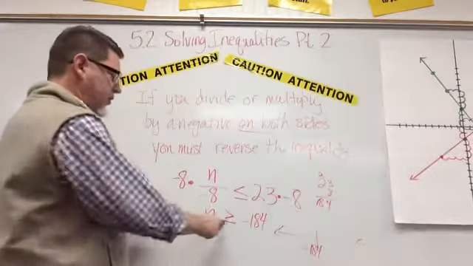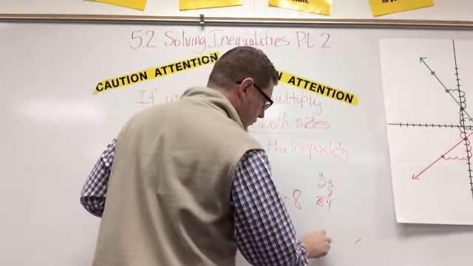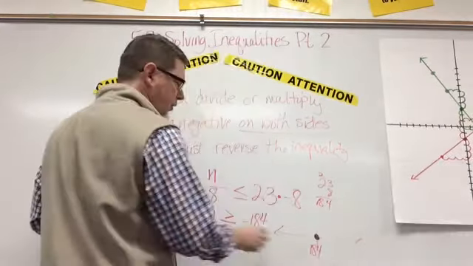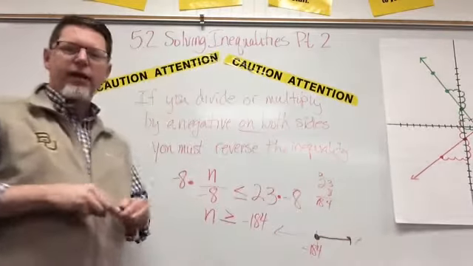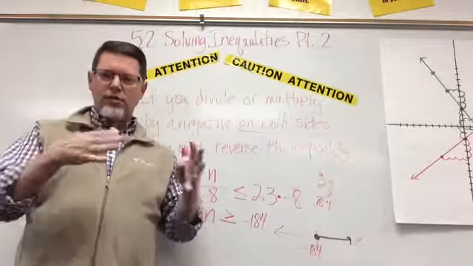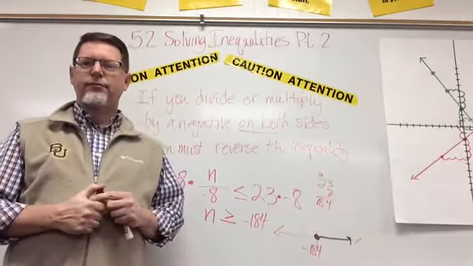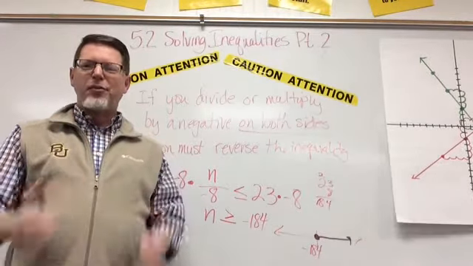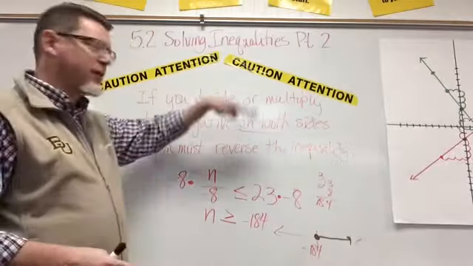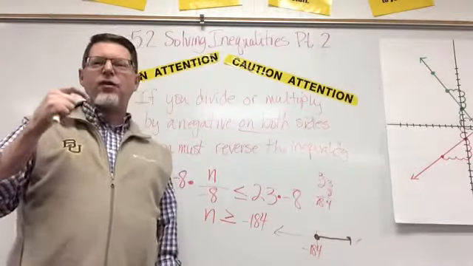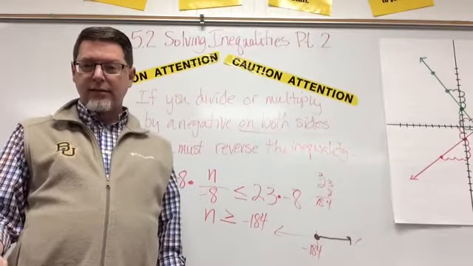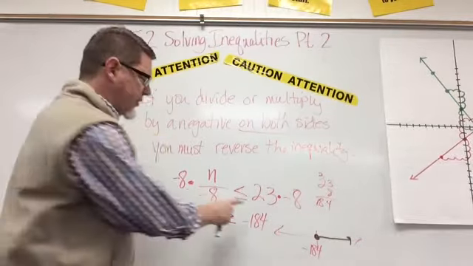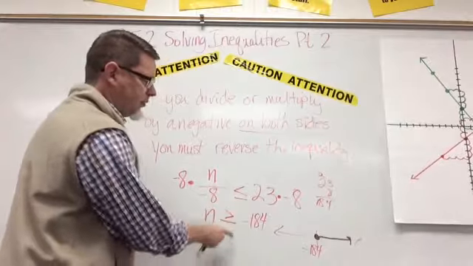I have a closed circle because I have the "or equal to." And then I'm going to the right because it's greater than or equal to. And there's my graph. Set builder notation, you can do that. It's so important that you remember this caution when I'm dividing by or multiplying by a negative on both sides. Then I have to reverse the inequality symbol.